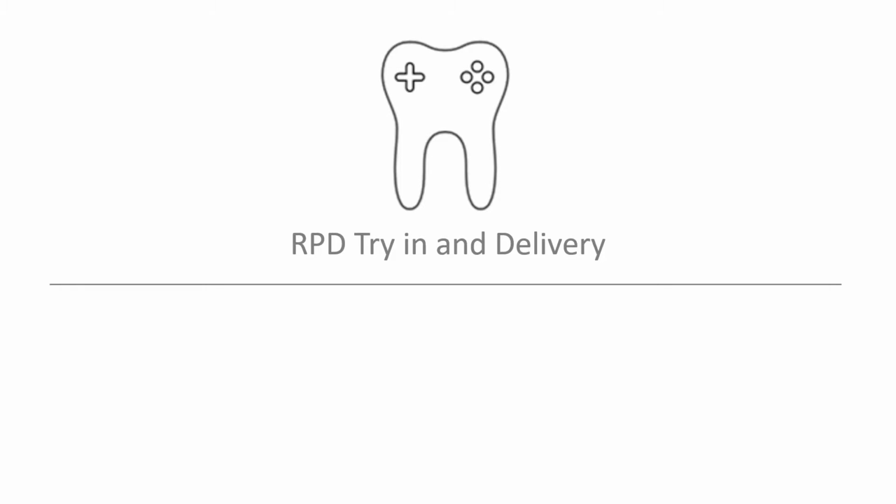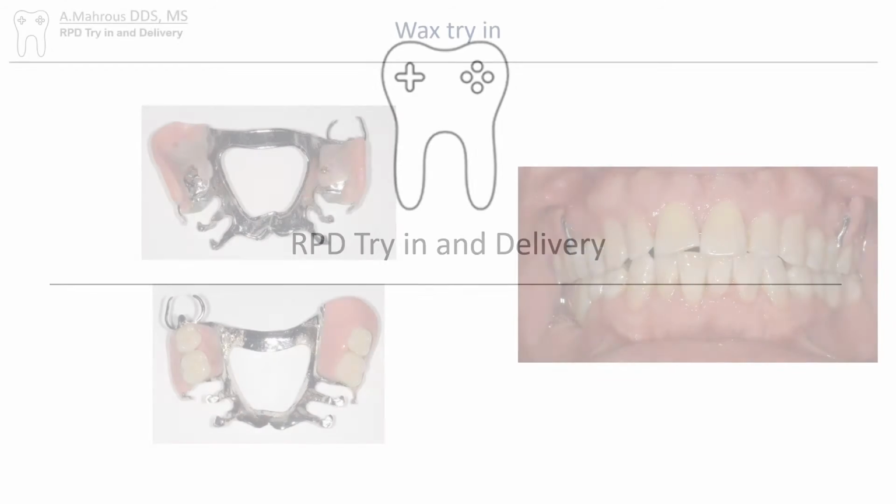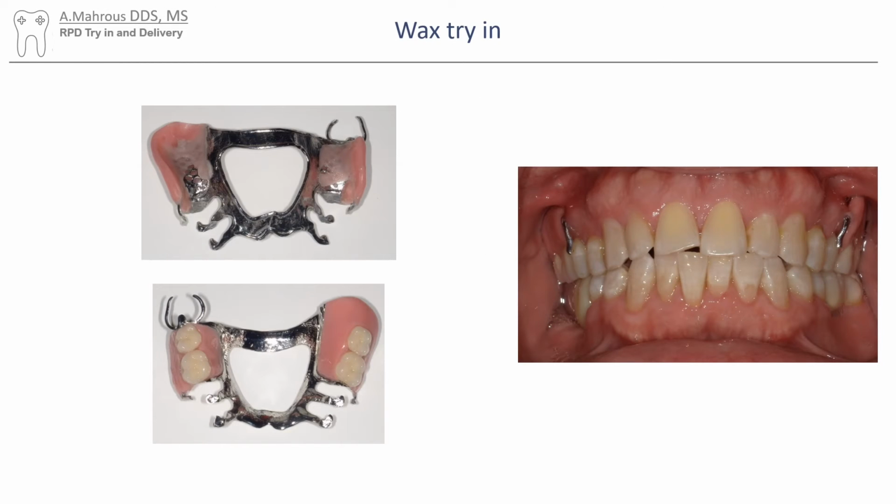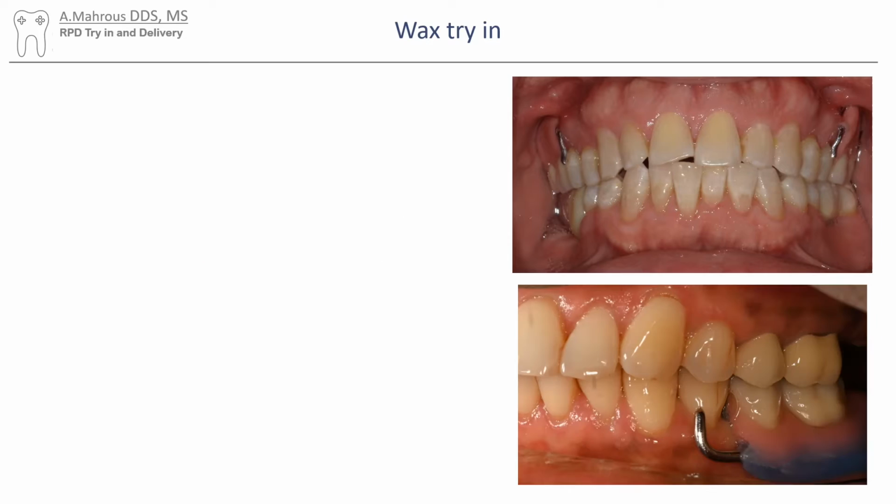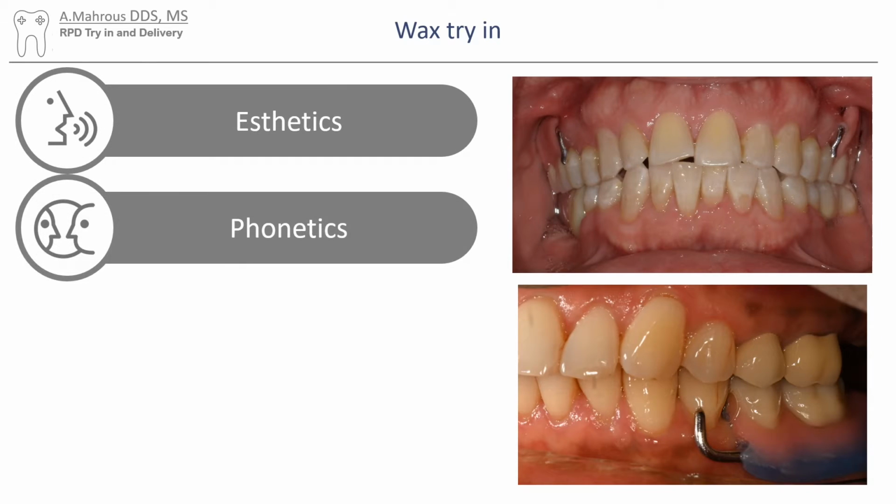Today, we'll be discussing RPD try-in and delivery. After jaw relation records, the prosthetic teeth are attached to the framework with baseplate wax. The patient is able to give the dentures a trial run and allows the dentist to detect and correct any issues prior to processing. It's important to establish that the patient is satisfied with the aesthetics of the RPD and that they can speak adequately with the RPD in place.